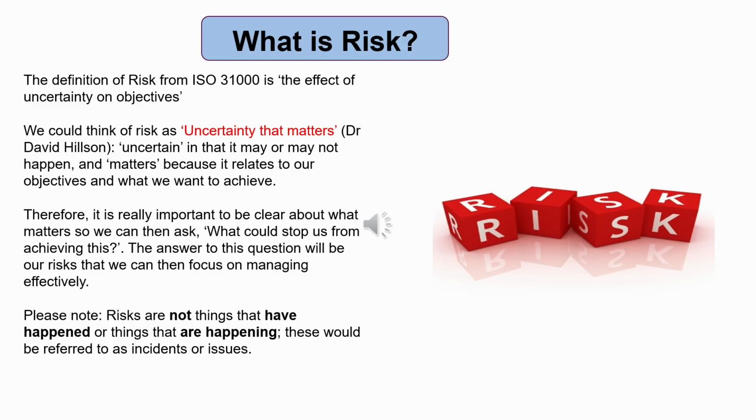So, what is risk? The definition of risk from ISO 31000 is the effect of uncertainty on objectives. Dr. David Hilson, risk management expert, describes risk as uncertainty that matters. So, uncertain in that it may or may not happen, and matters because it relates to our objectives and what we want to achieve.